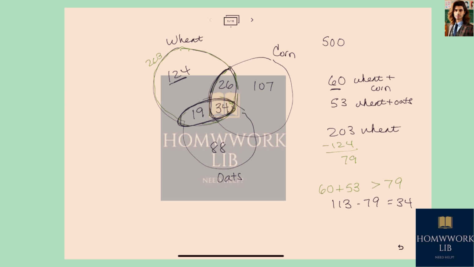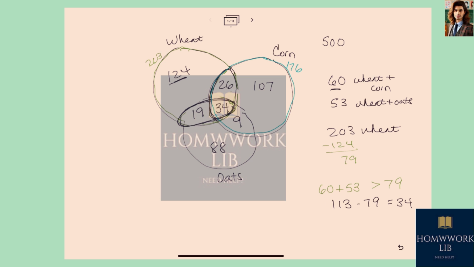Okay, so let's see what else we've got. We must have one more clue. Okay, 176 grew corn. So let me use another color here. In the corn circle total, I have to have 176. The same way I had to have 203 in the wheat circle. So let's see, I have 176 minus the 107 minus 26 minus 34. That means that I have 9 people in this region. Okay, so now I've got my diagram all filled in. Now I can answer the questions.